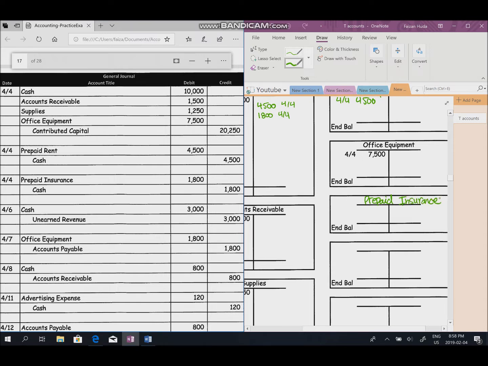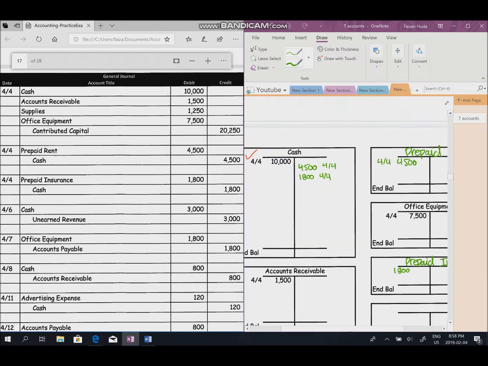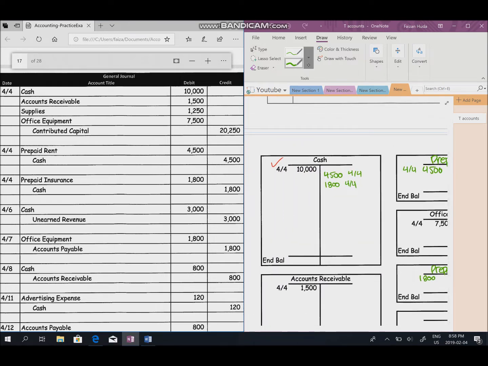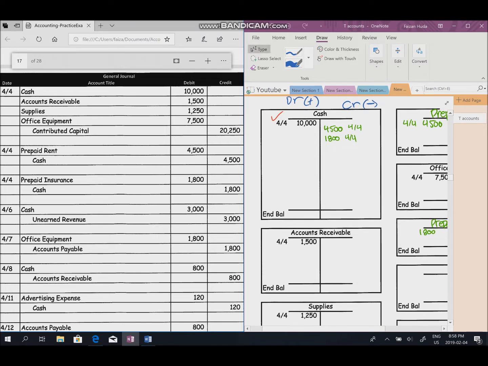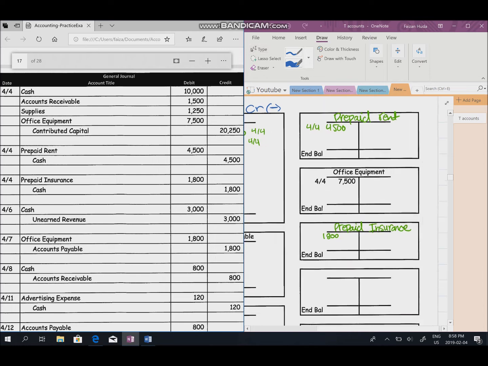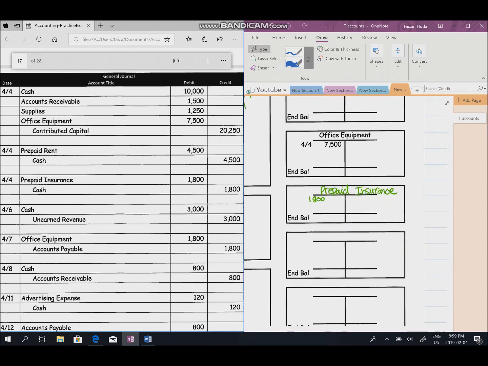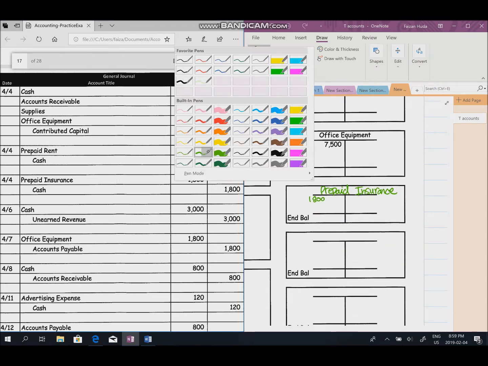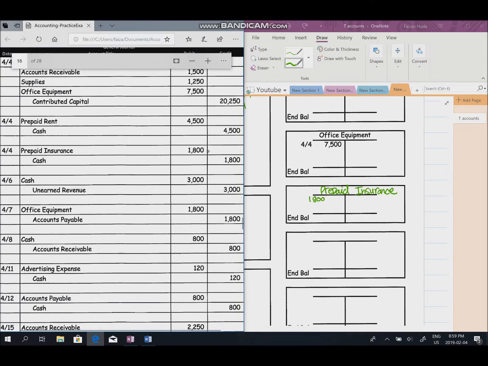Prepaid insurance is a debit. It's an asset account, so it will be on the debit side. By the way, for those of you who are confused, this side is always debit and this side is always credit. Credit equals negative and positive for debit. And the same is for everything. Moving on. So it looks like I'm done posting my prepaid rent, prepaid insurance, and cash entries.